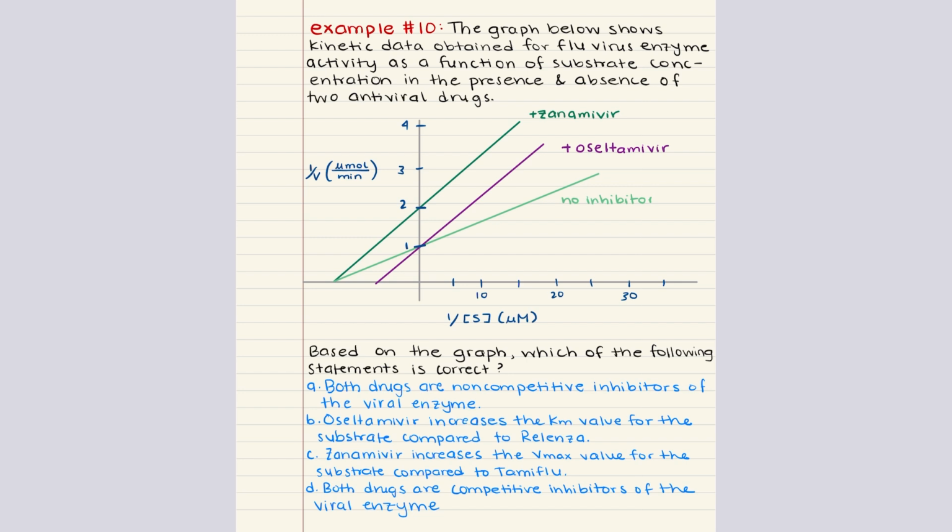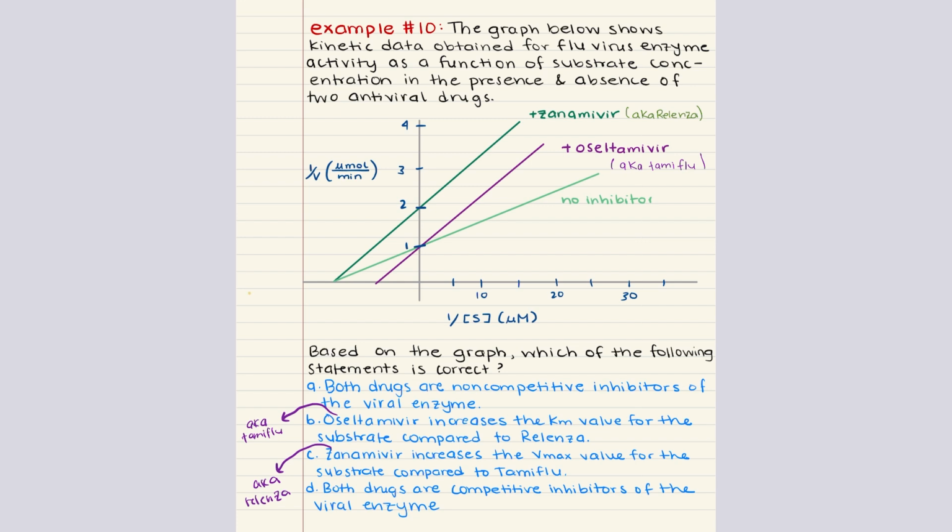Problem 10 says the graph below shows kinetic data obtained for flu virus enzyme activity as a function of substrate concentration in the presence and absence of 2 antiviral drugs. Based on the graph, which of the following statements is correct? A says both drugs are non-competitive inhibitors of the viral enzyme. B says Tamiflu increases the Km value for the substrate compared to Relenza. C says Relenza increases the Vmax value for the substrate compared to Tamiflu. And D says both drugs are competitive inhibitors of the viral enzyme.